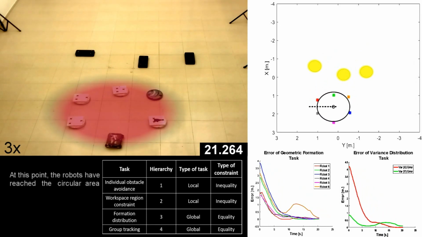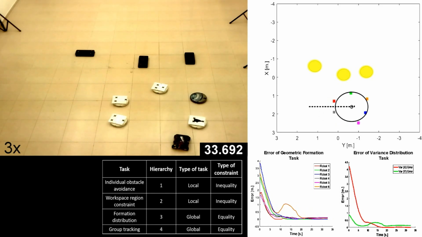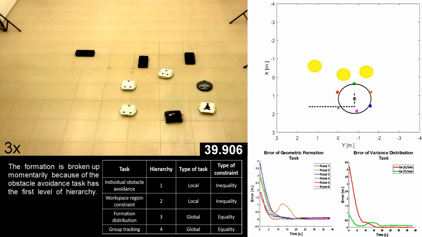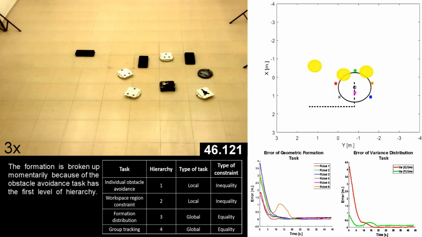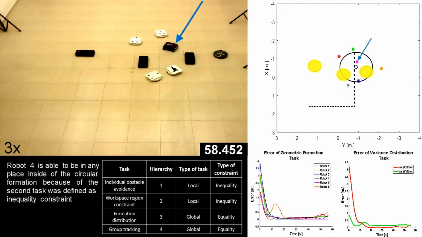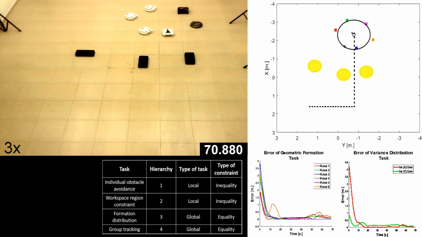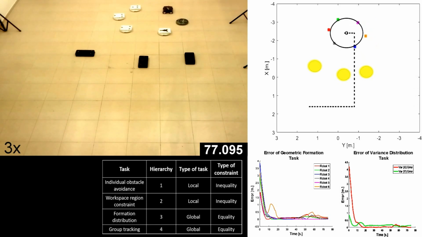At this point, the robots have reached the circular area. Here, the formation is broken up momentarily because the obstacle avoidance task has the first level of hierarchy. Robot 4 is able to be in any place inside of the circular area because the second task was defined as an equality constraint.